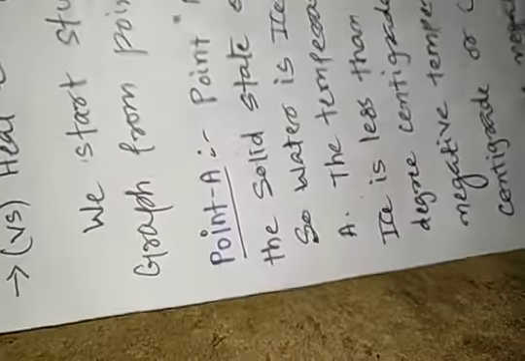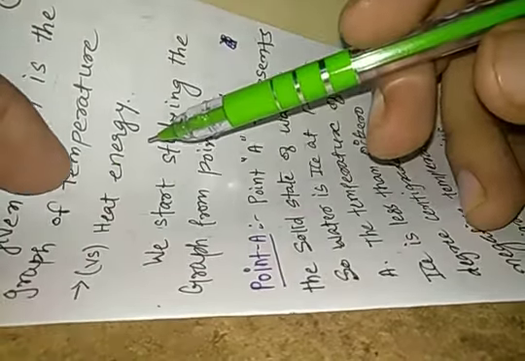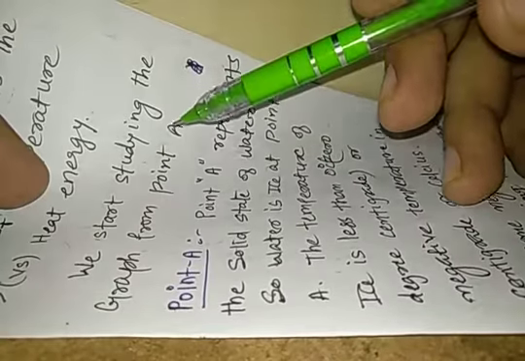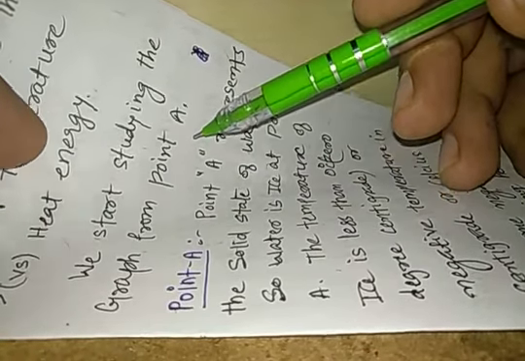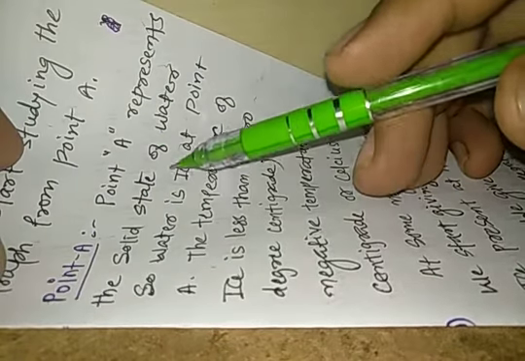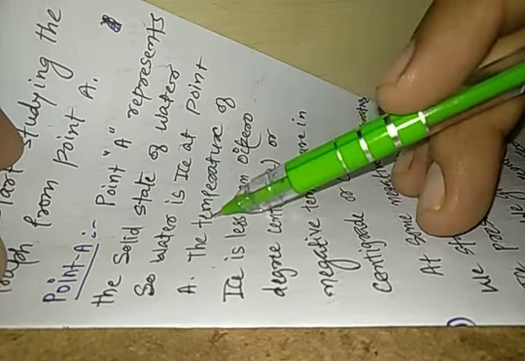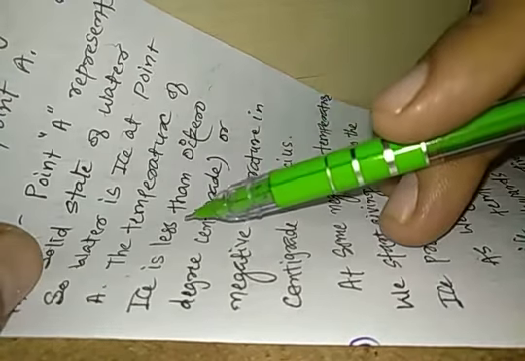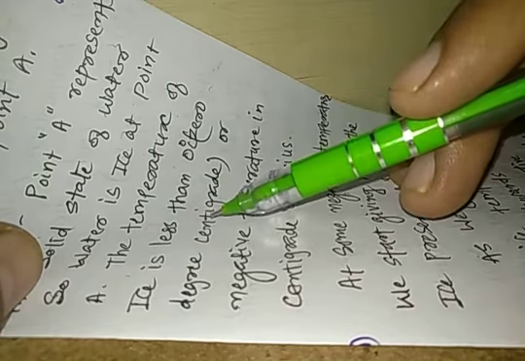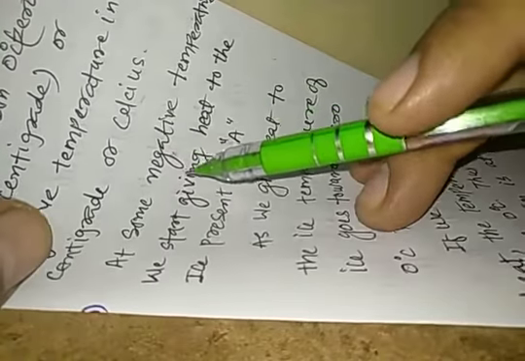Now let us understand this graph in detail one by one. The given graph is the graph for temperature versus heat energy. We start studying the graph from point A. Point A represents the solid state of water. So water is ice at point A. The temperature of ice is less than 0 degrees centigrade, a negative temperature in Celsius.